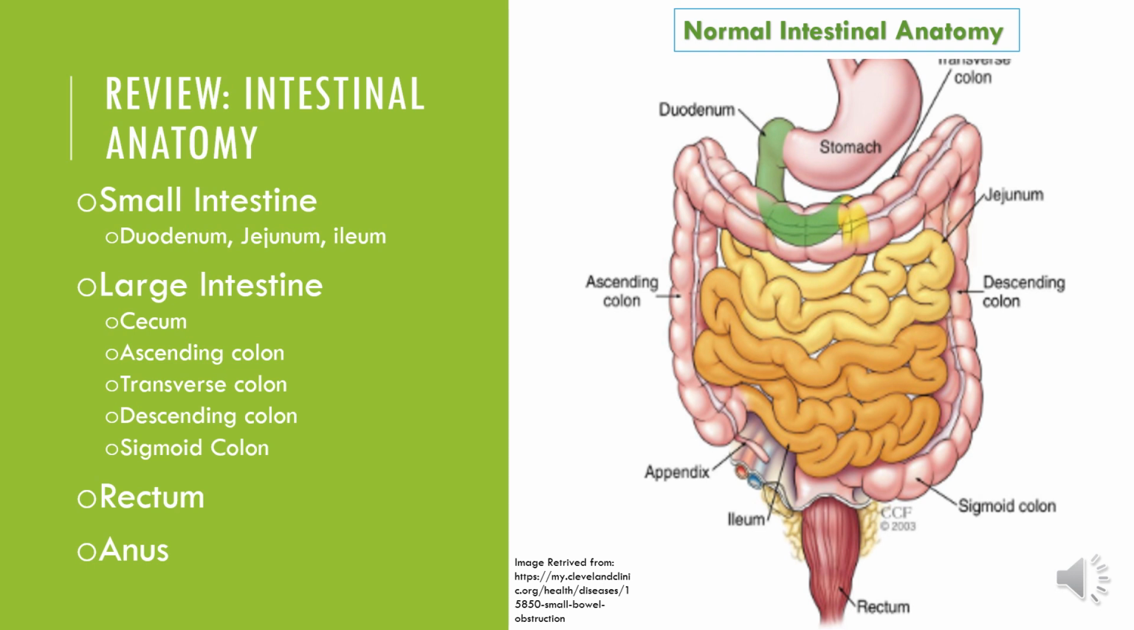The jejunum is the middle section of the small intestine that carries food rapidly through with wave-like muscle contractions towards the ileum. The ileum is the last section and the longest part of your small intestine. The ileum is where most of the nutrients from your food are absorbed before emptying into the large intestine.